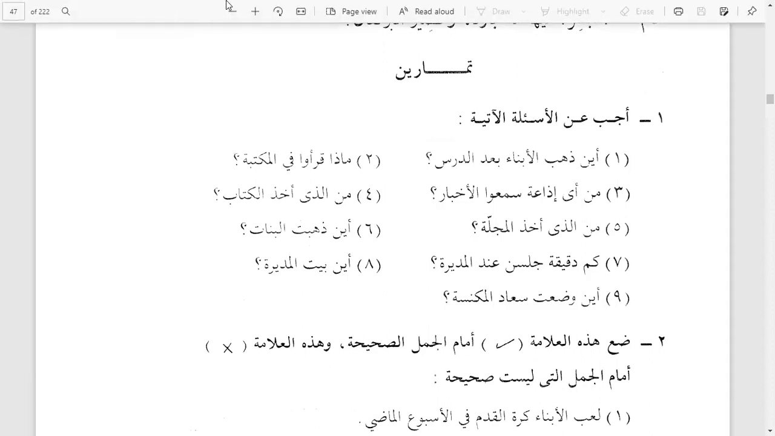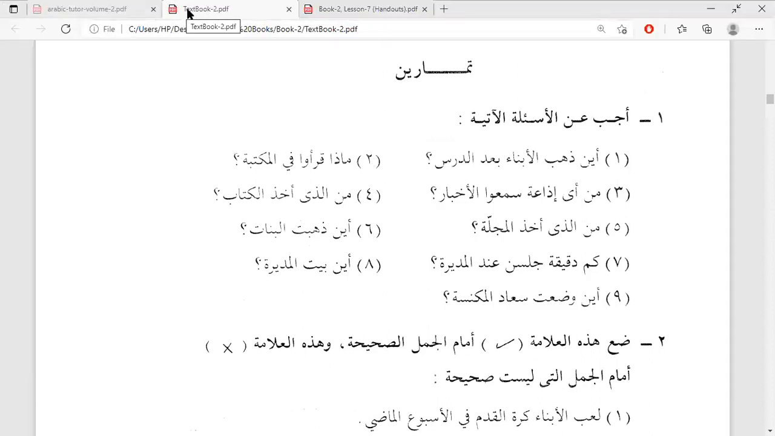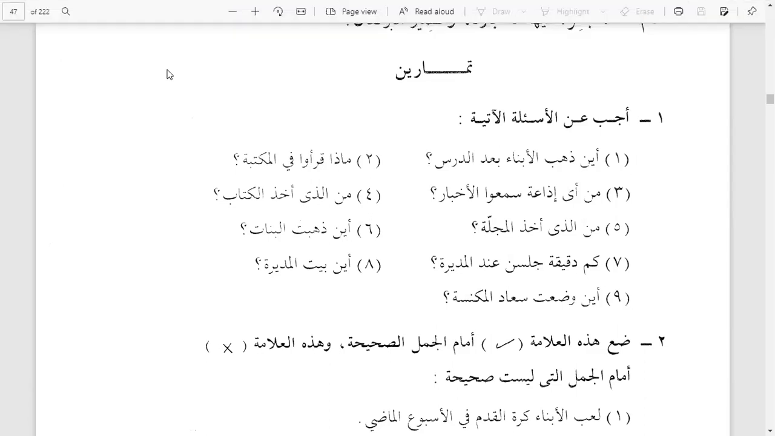Okay, if we want to use al-abna'u, then how will I use the sentence? الأبناء ذهبوا إلى الملعب. Okay, excellent. So, ذهب الأبناء. If we say ذهب, then we'll say al-abna'u. If we want to make a verbal sentence, and we should make verbal sentence because we are talking about the verbs, so we will say ذهب الأبناء إلى الملعب, okay.